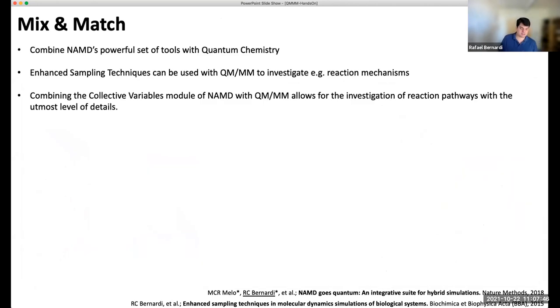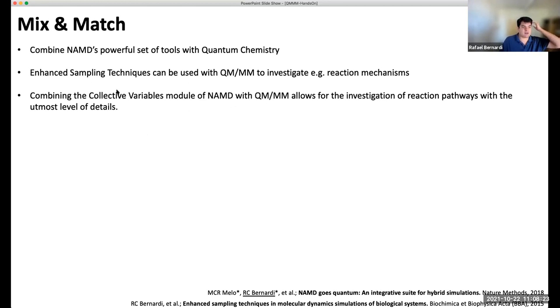Another very interesting part is that we decided to make this not just easy to use, but also easy to mix and match with other NAMD tools. NAMD is very powerful, and the QM software that we connect to is also very powerful. So why not allow, as much as possible, for you to use all the methods from NAMD and all the methods from the QM software? That's what we're trying to do. So you can use most of the enhanced sampling techniques with the QM interface. I say mostly because we didn't test all of them, but in principle, you could use any of them. You can also combine the collective variables module of NAMD with the QMMM.